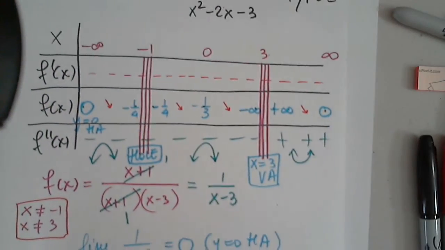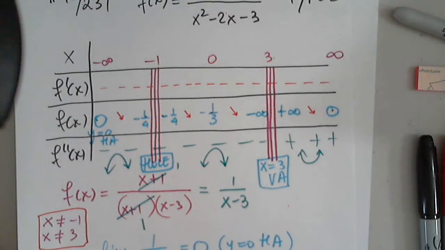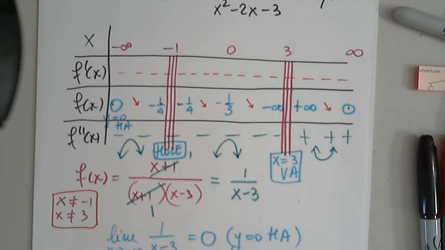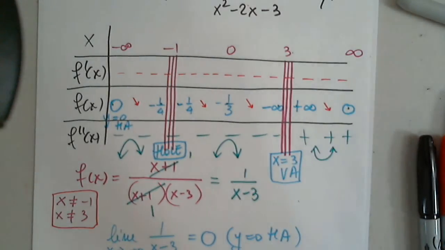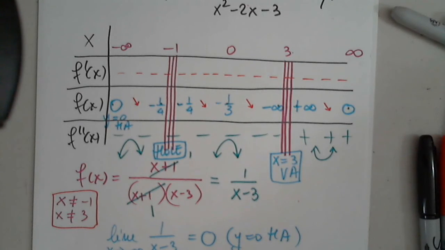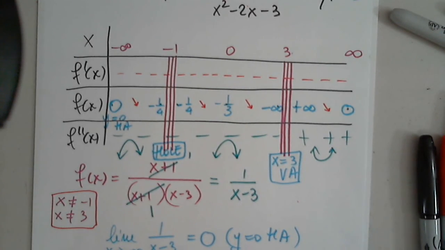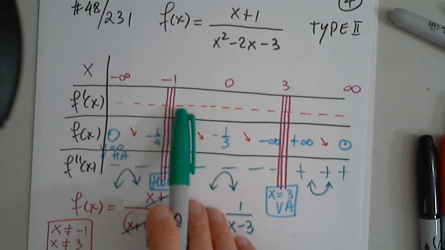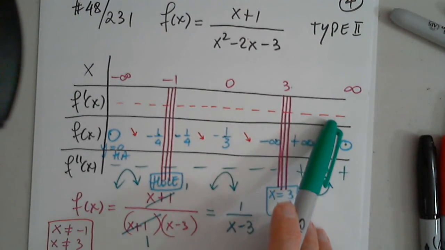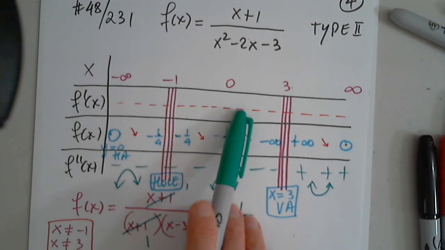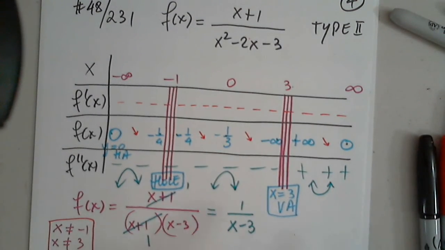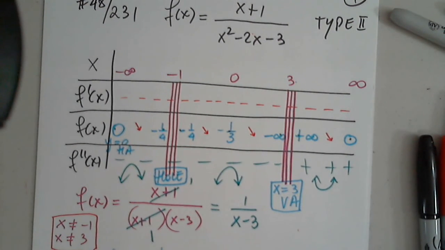Does this function have a max or a min? Does it? Anyone? Oh, yeah, the min. It can never have a min if the derivative never changes sign. If the function is always decreasing, the function cannot have a max or a min.